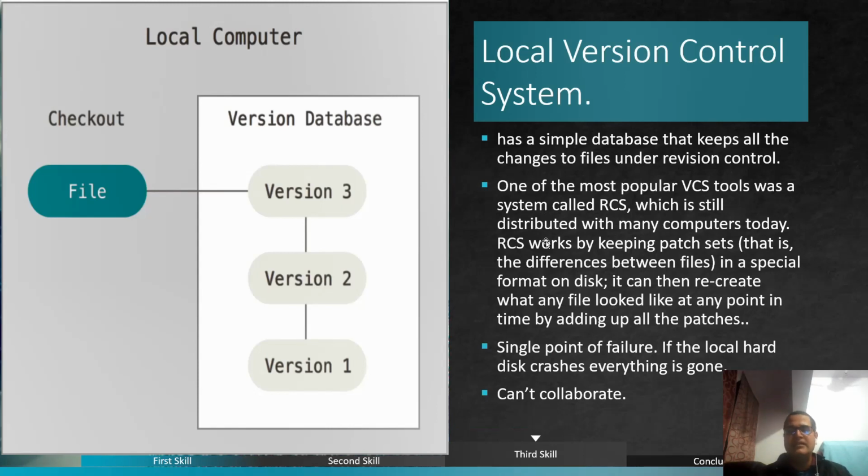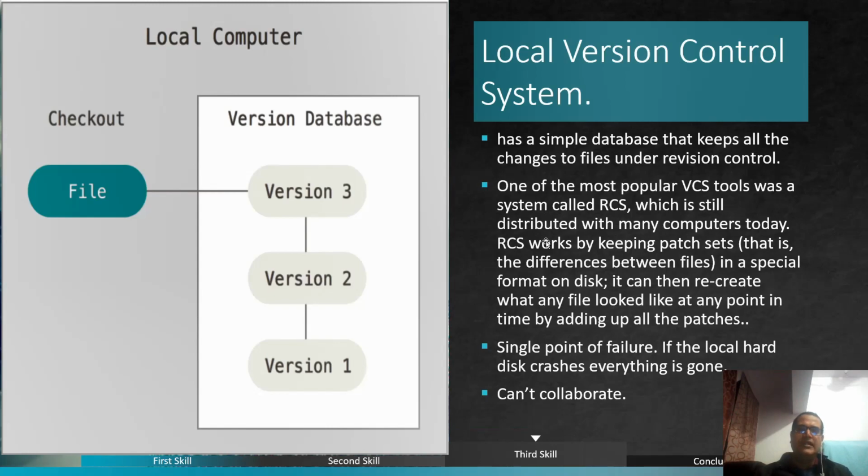The other problem is that it has a single point of failure. If the local hard disk crashes, everything is gone. The software itself is gone, so whatever it has protected is gone. You might want to learn about what exactly a local version control is, but as you might have already guessed, it is not of any practical use in software development of any reasonable scale.